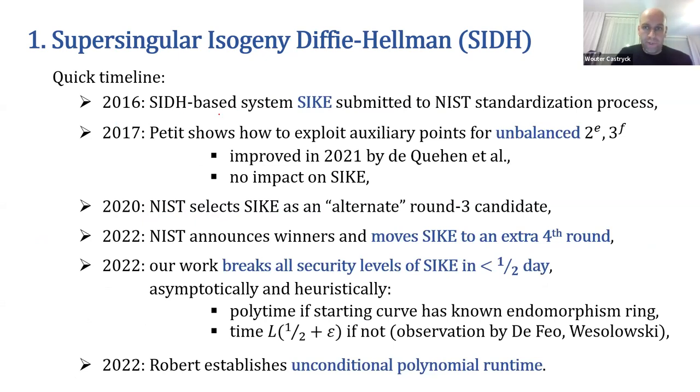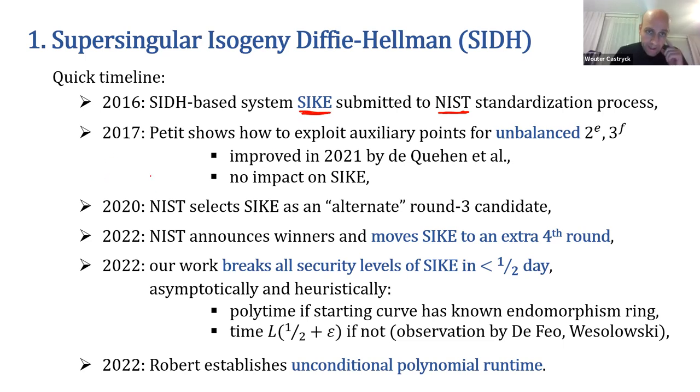And then in 2016, NIST, the National Institute for Standards and Technology, launched a call for new encryption schemes and digital signatures that would replace classical elliptic curve cryptography and RSA in the end. And a system based on SIDH was submitted, and it went under the name SIKE.